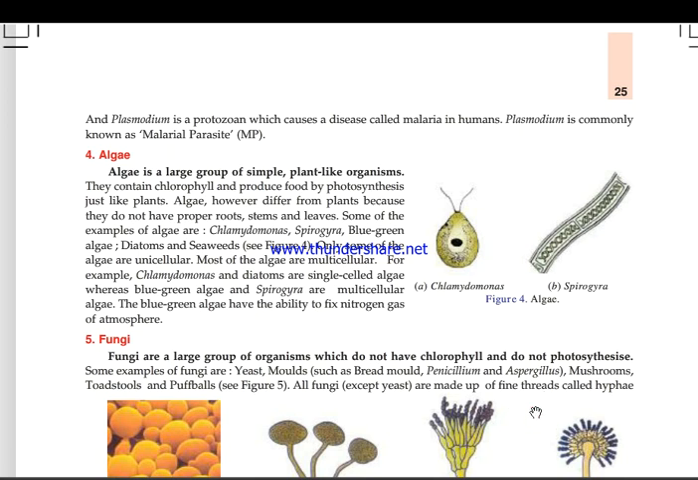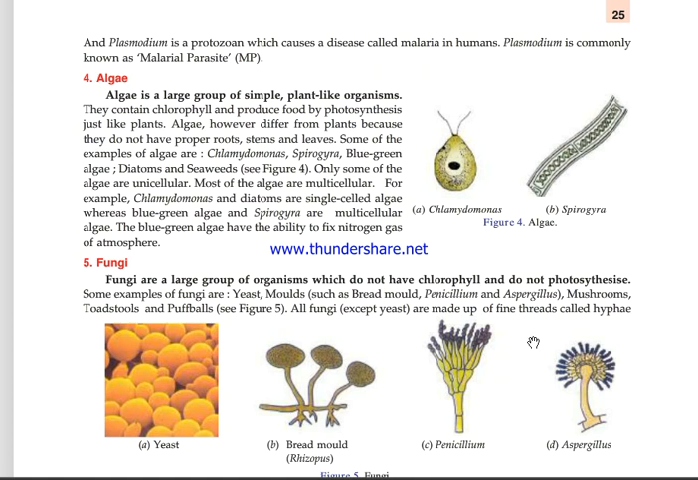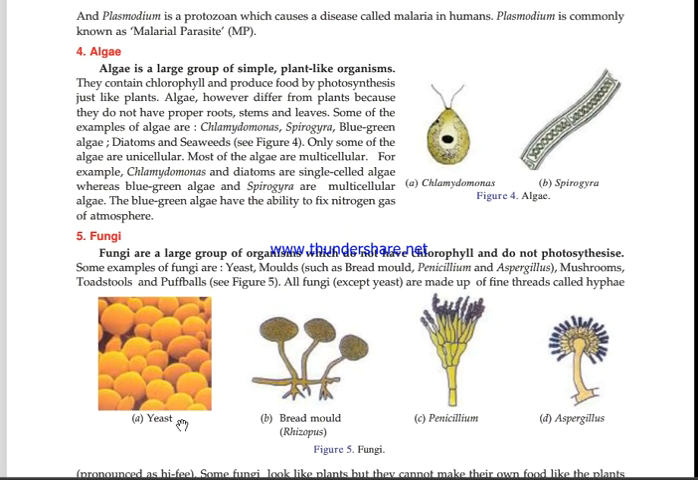The last category of microorganisms is fungi. These are a large group of organisms which do not have chlorophyll, so they do not form their own food by the process of photosynthesis. Some of the fungi are yeast, Rhizopus, which is normally and in a simple way called bread mold, Penicillium, Aspergillus, etc. Yeast, molds, Penicillium, mushroom, toadstools, puffballs. These are the fungi.